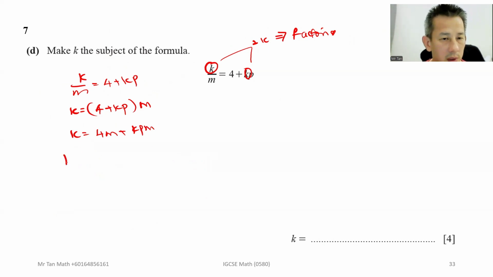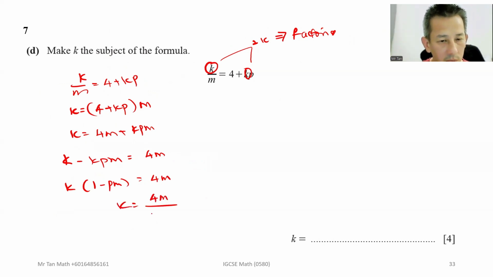Bring the K over, so K minus KPM equal to 4M. You factorize out the K: K times 1 minus PM equal to 4M. So K equal to 4M over 1 minus PM. 1 minus PM, 1 minus MP is okay. Not a big issue. Okay, so 4M over 1 minus, we just arrange PM.